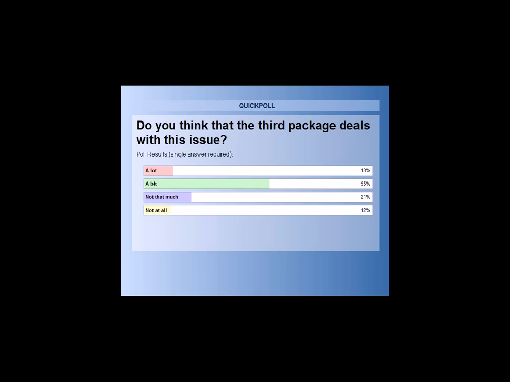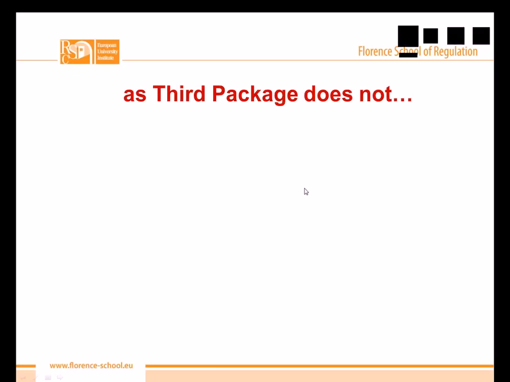Now you are going to see the results. You can see for 13% a lot. 55% a bit, so two-thirds of you think that the third package did deal with the issue. 20%, not that much, 12% not at all, so two-thirds yes, one-third no. You will get my own vision, which is non-binding. I'm sorry, the third package does not. The third package is not giving a vision of the market. We do not have a sketch of the market design. We only know a few things, but the coherence is not given.